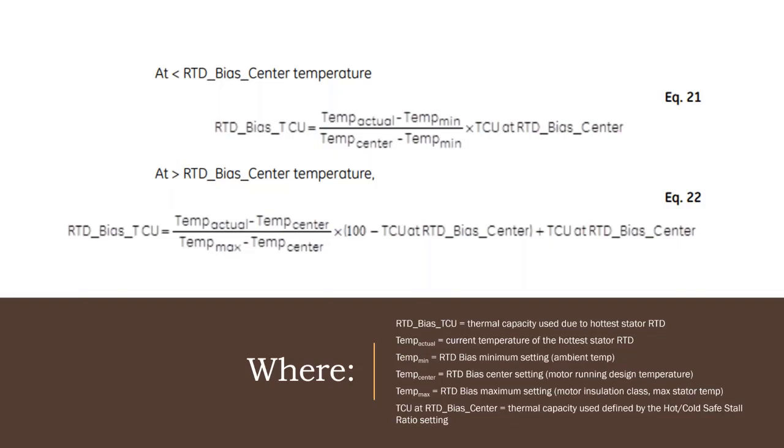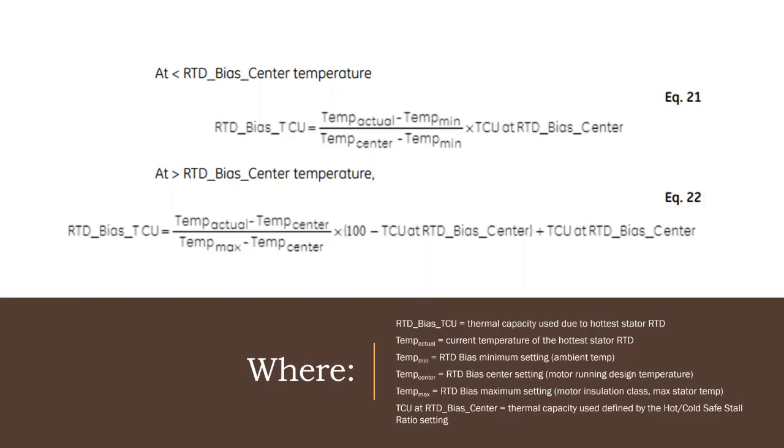Okay. In this slide, there are two equations. One of them is used if the actual stator temperature, which I'm going to call T RTD actual, or the actual temperature that the relay is reading from the RTD, is greater than the RTD bias center temperature, which we input before in our relay settings. Then equation number 21 here is going to be used. We're going to take the actual temperature and subtract the minimum RTD temperature, take that quantity and divide by the quantity, the center RTD temperature minus the minimum RTD temperature, which is our ambient, remember? And we're going to multiply that, because what we're getting there is a percentage, okay? And we're going to multiply that by the thermal capacity used, the RTD bias center.